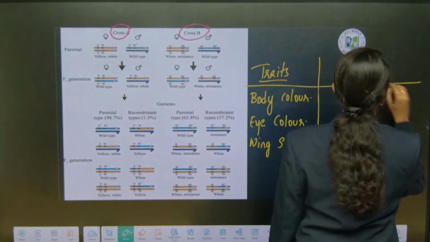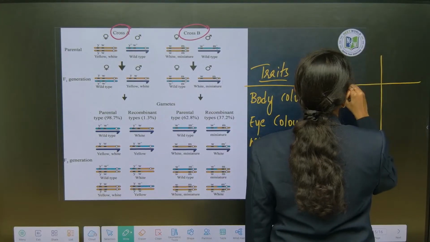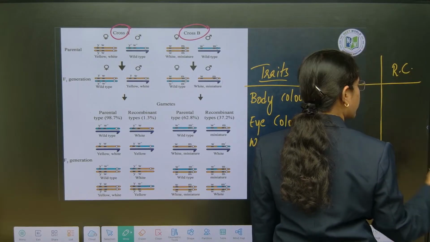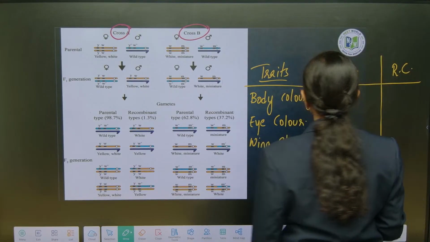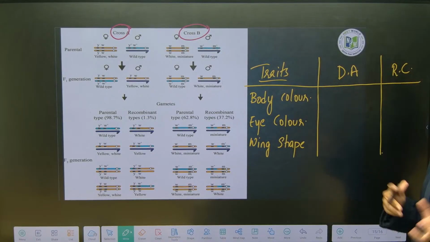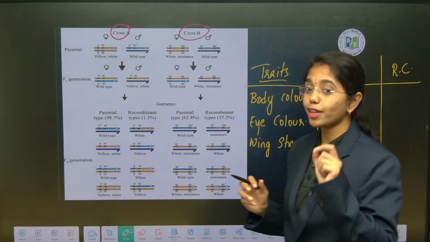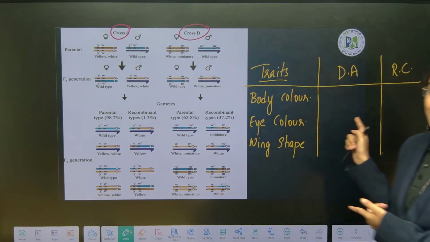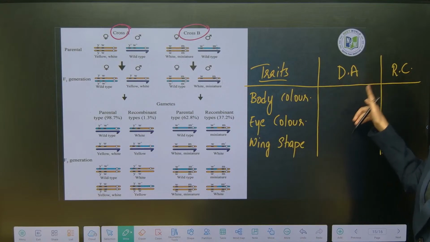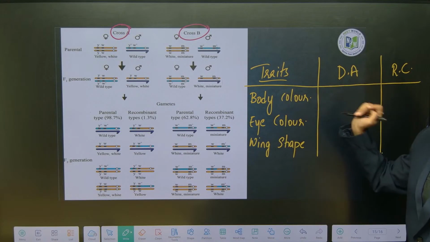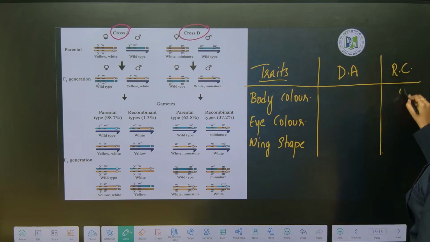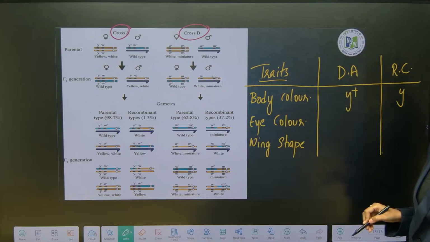In this you see both a dominant allele and a recessive allele. So, for the recessive allele, the alphabet is given according to the recessive allele, because there should be some uniqueness. If you see body color of Drosophila, brown is the dominant phenotype, yellow is the recessive phenotype. So, it is y and y plus, this is the notation.